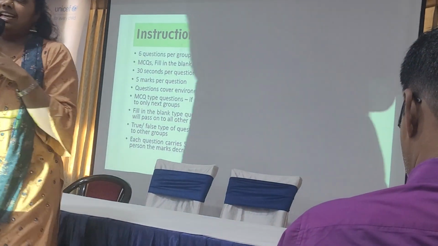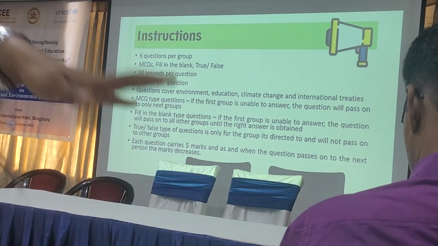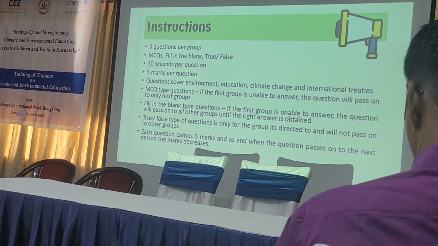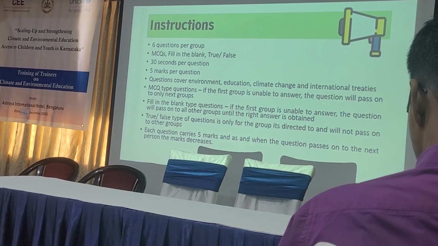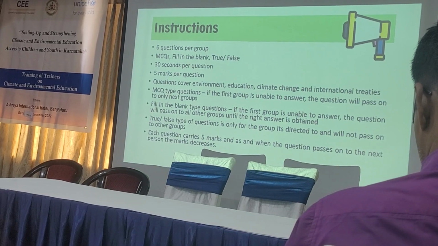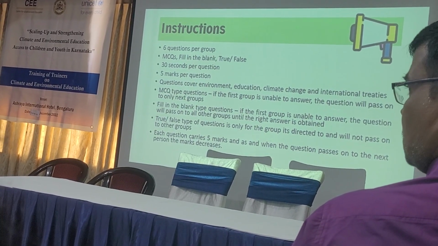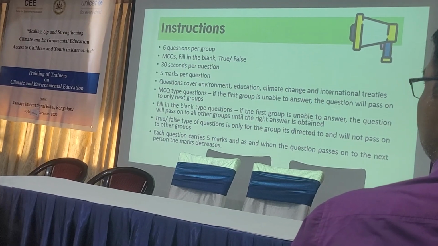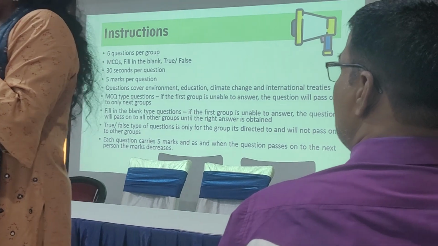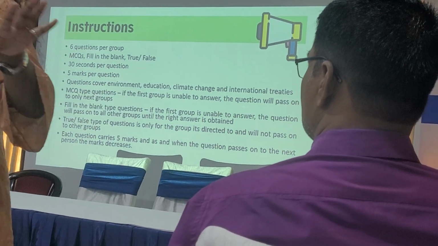Fill in the blanks. If I ask this question and they don't answer, it will go to the next group. After being passed, there will be a reduction from 5 to 3. If they don't answer, it will come to you. If you answer, you will get 1. If you also didn't answer, it will come here, and they will also get 1 only if they answer correctly. If no one answers, everyone will get 0. And a true or false question will not be passed to the next group. Only one group should answer true or false.